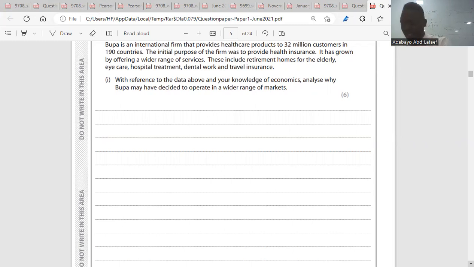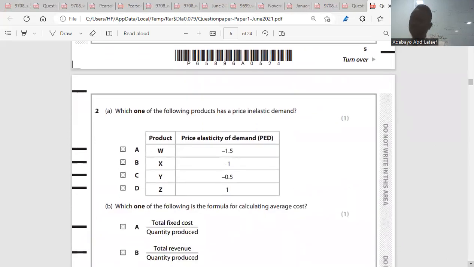So the third point is that a different range of services may increase revenue, which in turn may help Bupa with cash flow. With diversification, Bupa is able to make different revenue from different product sales, which means it will have an improved cash flow, which is good for the business. That might make the business successful. That's about right. Then we'll go to questions.